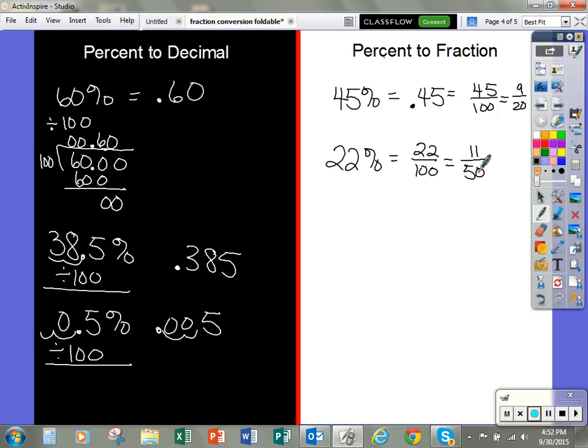You won't have a decimal in the percent, you won't go there. So 15% is 15 out of 100, which reduces to 3/20. And that's how you convert.